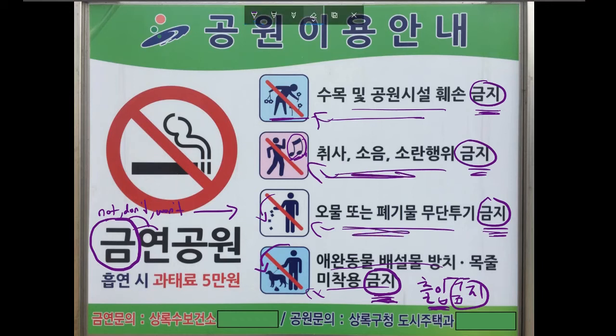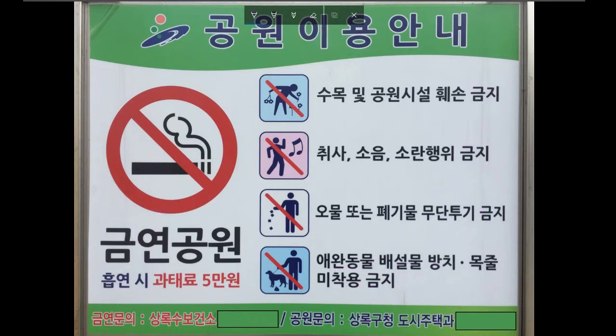All right, let me clean this up a little bit. So, and again, in all cases, we know this word, we know this word, we know this word, and we know this word. It's just saying don't do these actions. Okay, so we know that part in all cases. Well, let's see what the sign's telling us not to do.